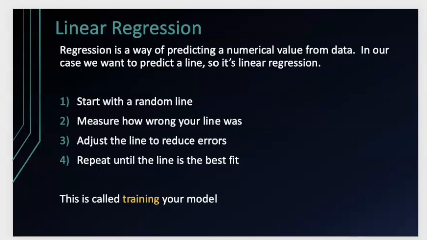We're going to start by just randomly guessing what the line is. I'm going to just say the line is a straight line with no slope and a 0 point for the y-intercept. Then we'll measure how wrong we were. Then we adjust the line to reduce any errors and then repeat until finally we have our best fit line. This process is called training the model.